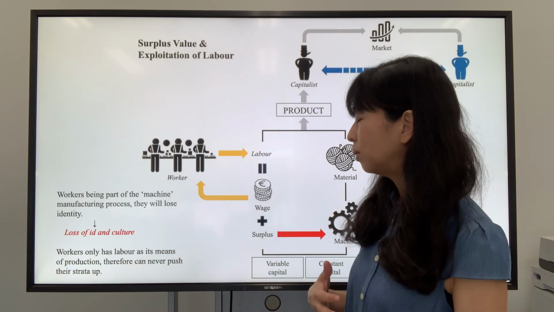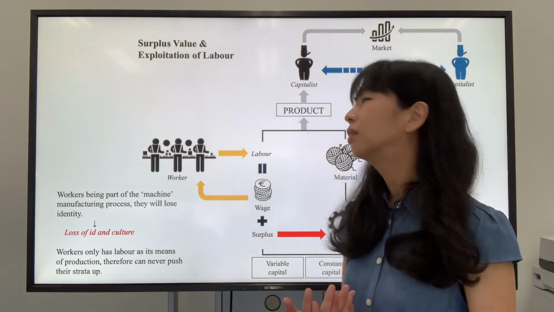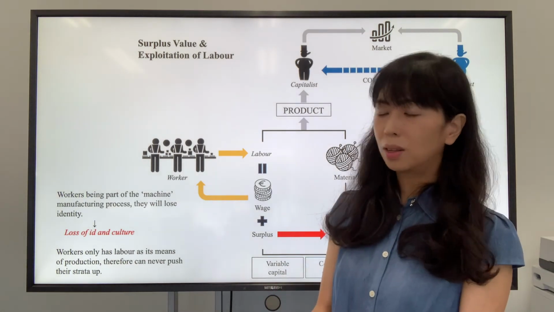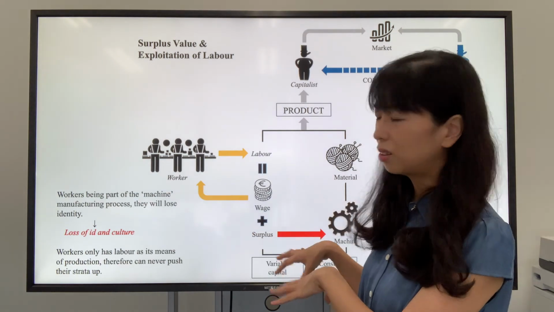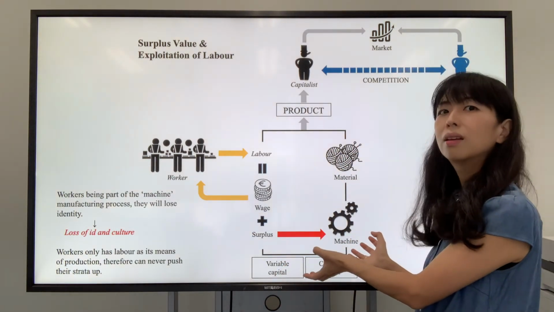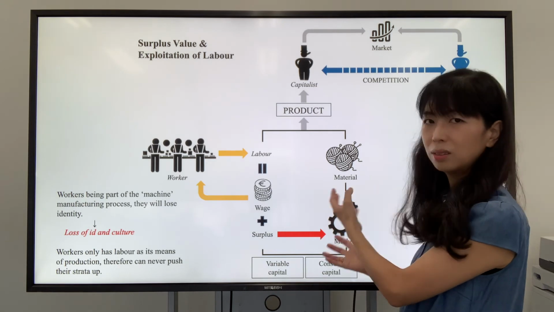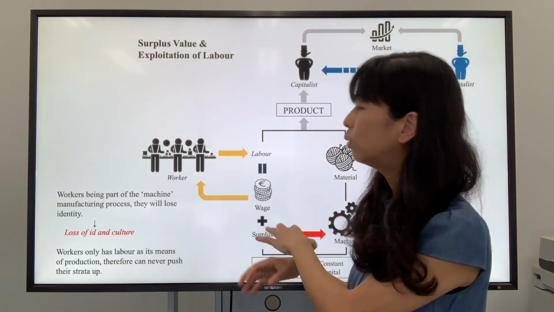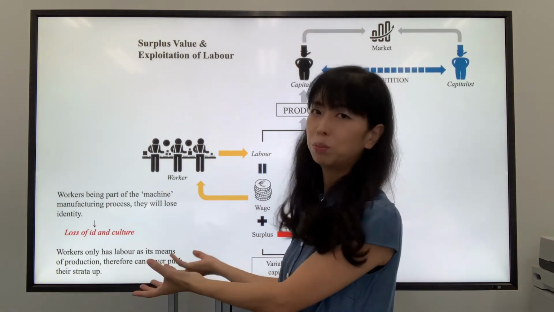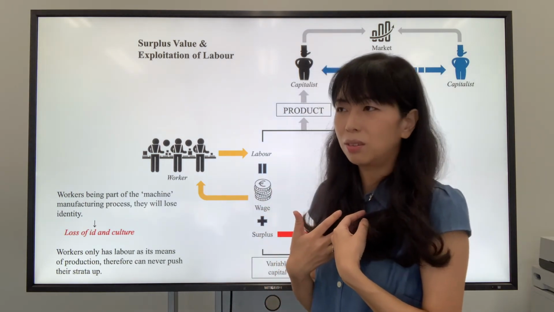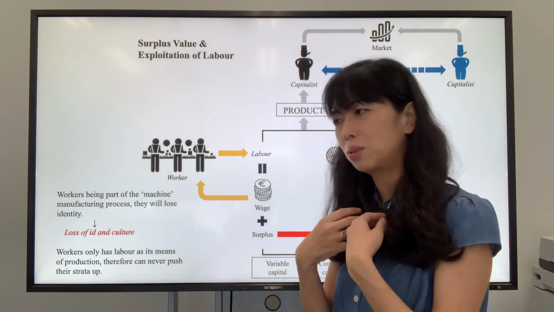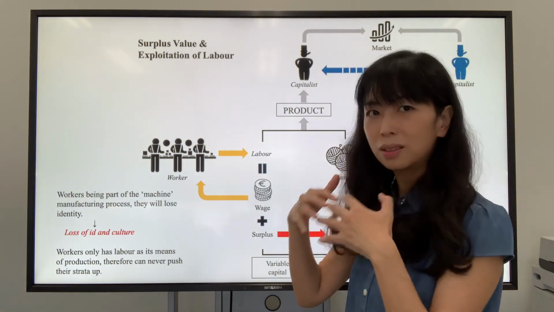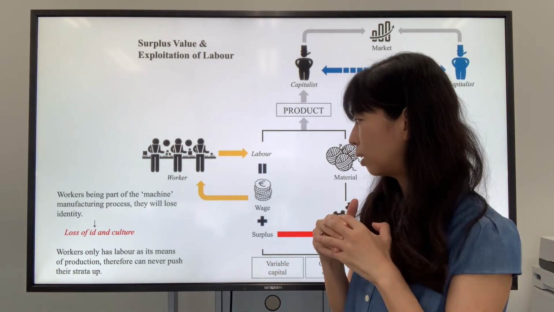So the workers only have labor as a means of production, so therefore they can never push their strata up. The difference here is that by privately owning something, you can do a lot of things in order to push your strata upwards, and you become even wealthier. However, if you don't own anything, if you don't have anything that is private, and the only thing you have as a means of production is yourself, in terms of skill and labor, then that means you will always be stuck in your own strata, and you can never push upwards.